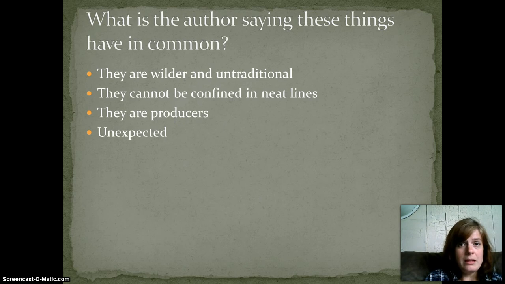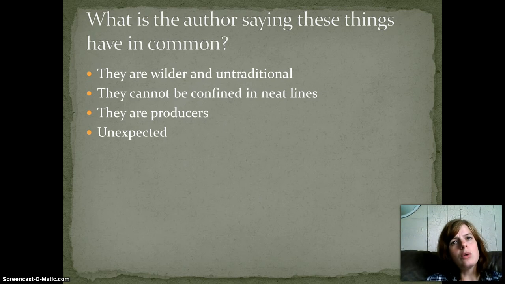So what is the author saying that these two things have in common? What does the author want me to pick up on? He's saying that an apple orchard, just like him, is wilder. It's untraditional. It can't be confined in neat lines, which goes along with the poem, because the poem is about a wall. Good fences make good neighbors. Well, he doesn't think so. He doesn't think he can be confined by a neat line. They are producers. They make things. Apple orchards produce apples. Artistic personalities produce art. And the things that they do are unexpected. So he's using this metaphor to develop the characters.